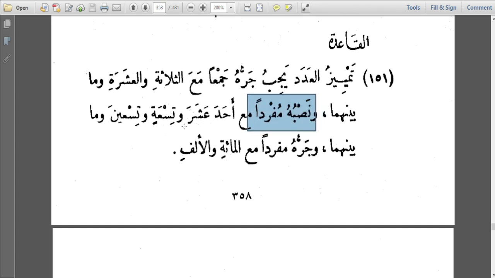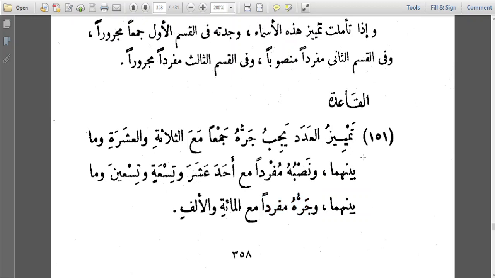With which numbers? مع أحد عشر وتسعة وتسعين. Okay, from 11 to 99, the numbers that fall in between them. وما بينهما وجره مفردا مع المئة والألف. And also you make it مجرور and singular when the numbers are in hundreds and in thousands. You have to make it singular and مجرور. Just memorize this قاعدة. Okay, تمييز العدد يجب جره جمعا مع الثلاثة والعشرة وما بينهما ونصبه مفردا مع أحد عشر وتسعة وتسعين وما بينهما وجره مفردا مع المئة والألف.